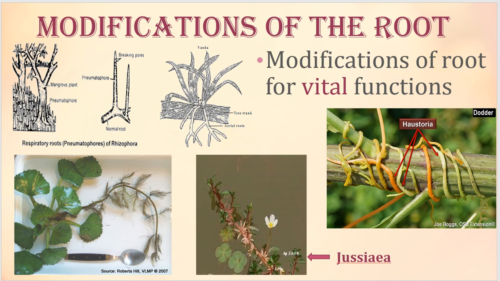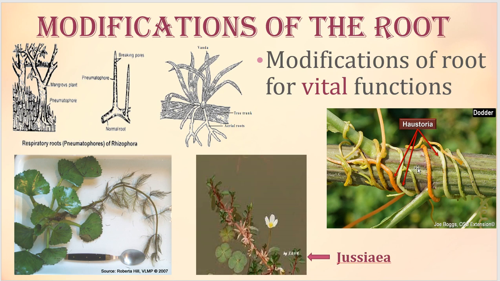So this is also a very important function. We are learning this under the vital function category. And the next example is haustorial root, which is produced in parasitic plants, like dodder, or we can call it cuscuta. So in cuscuta or dodder plant, they produce haustoria.